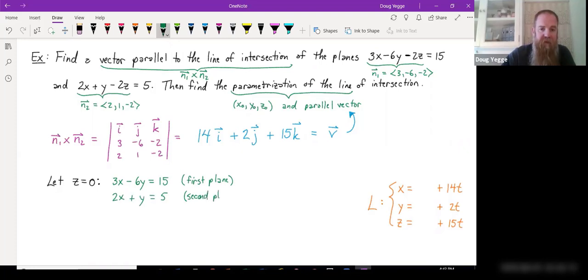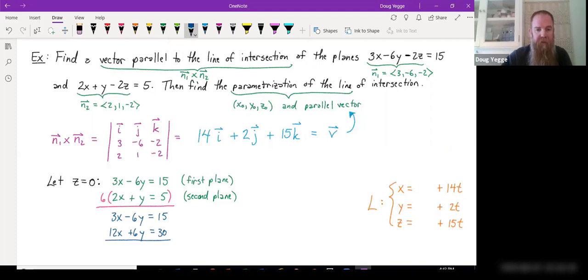And so now we're saying that if z is equal to 0, what would the x and y have to be? And now this is nothing more than a system of equations. We can multiply this bottom equation by 6, which gives us the system 3x minus 6y equals 15, and 12x plus 6y is equal to 30. Add them together to get 15x equals 45, which implies that my x coordinate would be, I'm sorry, 3.